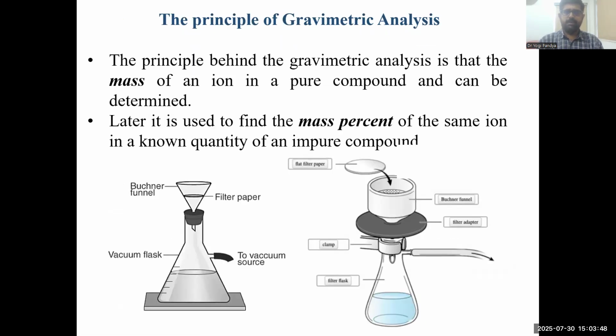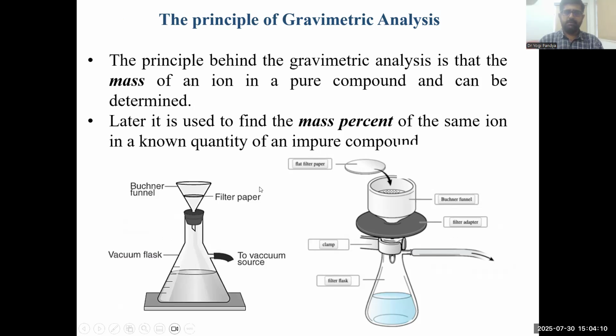So what is the main principle behind gravimetric analysis? The principle behind gravimetry is that the mass of the ion in its pure compound can be measured accurately, and later the mass percent of the same ion can be calculated from the known quantity of impure compound.